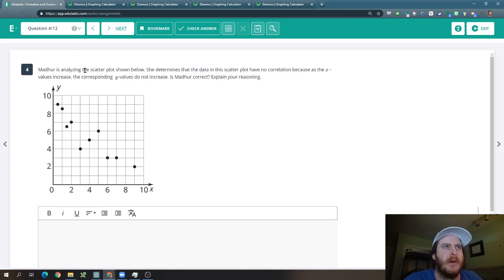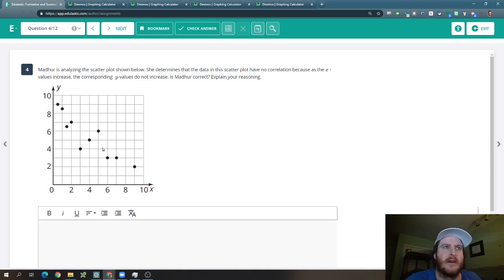Okay, next one. Madhur is analyzing the scatter plot below. She determines that the data in this scatter plot has no relation because as the x values increase, the corresponding y values do not increase.